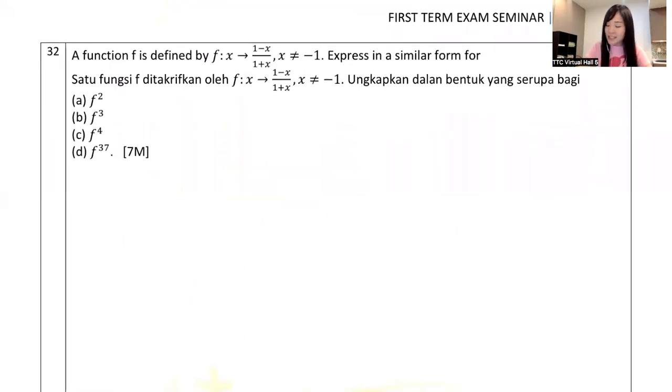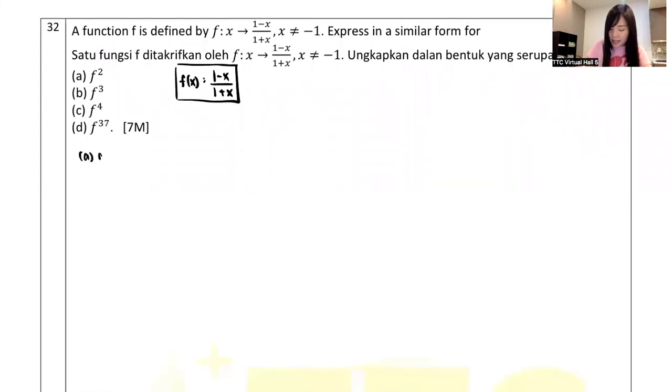32. They say a function f(x) is equivalent to (1 minus x) over (1 plus x), where x is not equal to negative 1. They say express in a similar form. Let's start from part a. They find f squared. I know they never write x, but all functions must have the alphabet x. So they actually find f squared x.